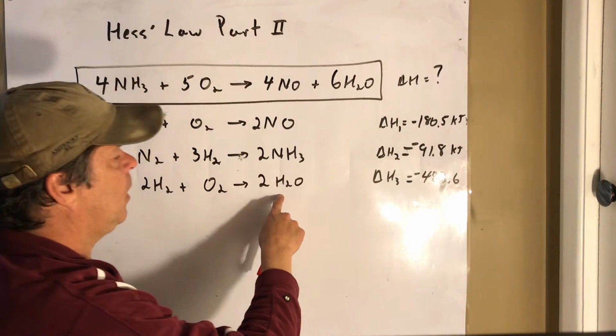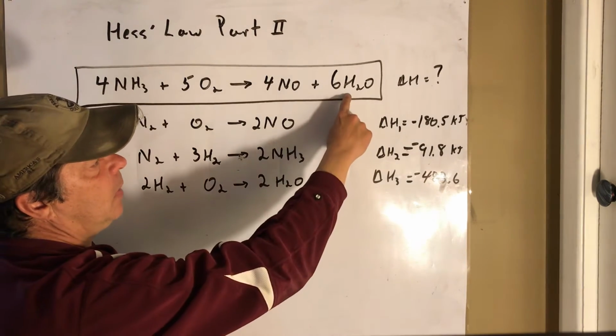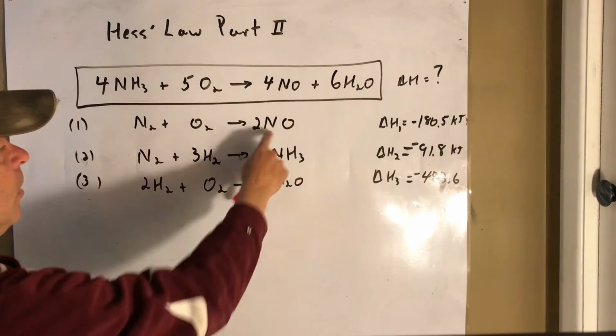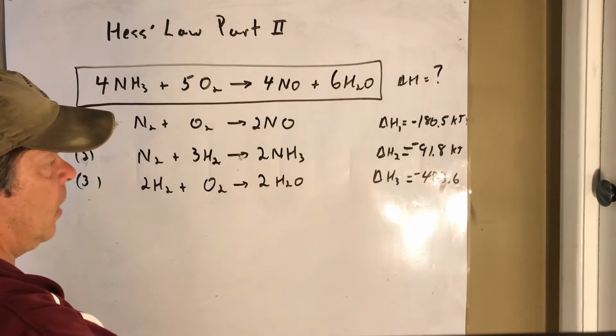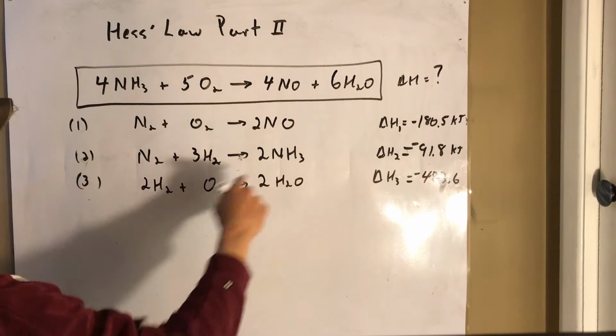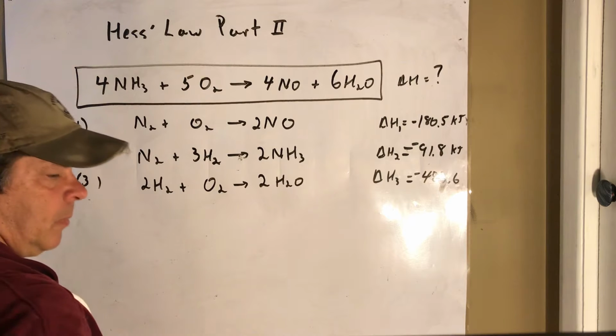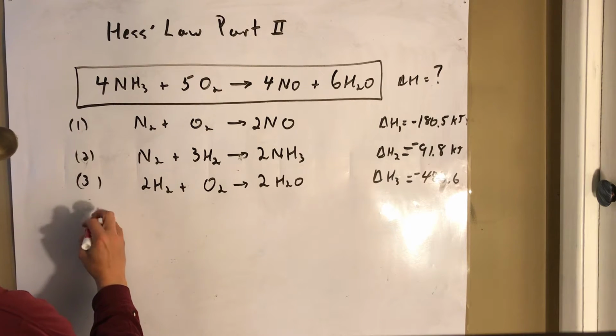How about reaction 3? What do you think we'll be doing with reaction 3? See, we have 6 H2Os. Just multiply by 3, right? All right, well, we'll start with reaction 1. It doesn't matter what you start with. So we're going to take 2 times reaction 1, all right? 2 times reaction 1. So here we go.